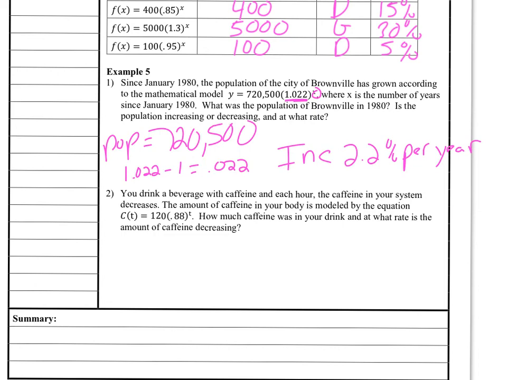Question 2. You drink a beverage with caffeine, and each hour the caffeine in your system decreases. Makes sense, your body's filtering it out. The amount of caffeine in your body is modeled by the equation caffeine equals 120 times 0.88 to the power t. How much caffeine was in your drink, and at what rate is the amount of caffeine decreasing? So, starting amount is when you plug in 0. That's also the number right in front. So 120, we don't really know, maybe milligrams, is the caffeine to start.